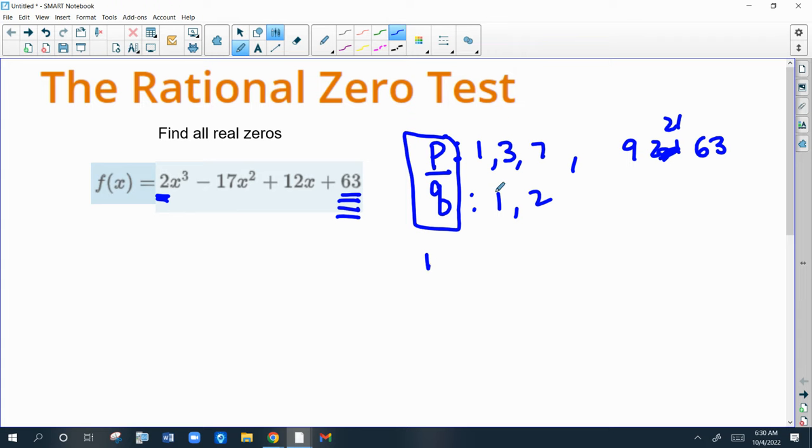if I use P as 1, we have 1 over 1 and 1 over 2. Now I'm going to go to P equals 3: 3 over 1, 3 over 2. So I'm just combining all these possible combinations. 7 over 1, 7 over 2. 9 over 1, 9 over 2. And so on.